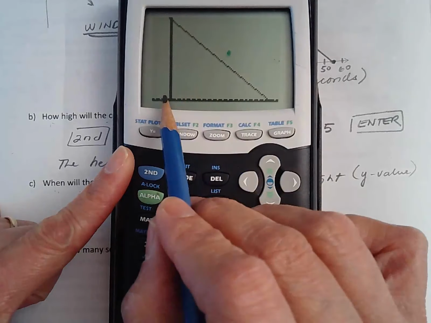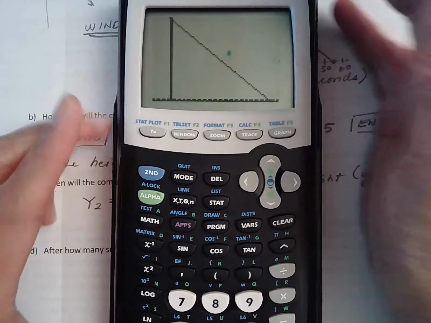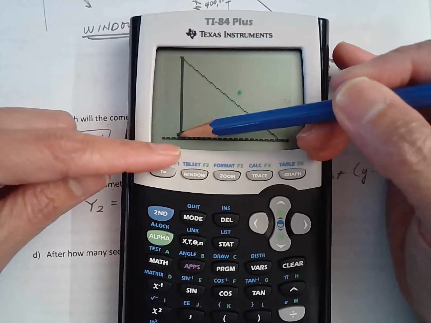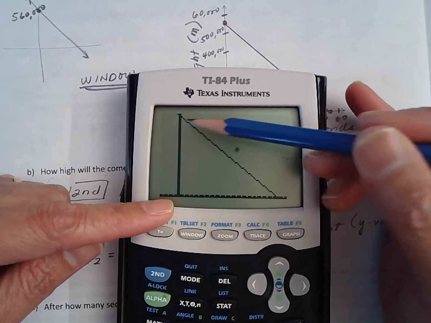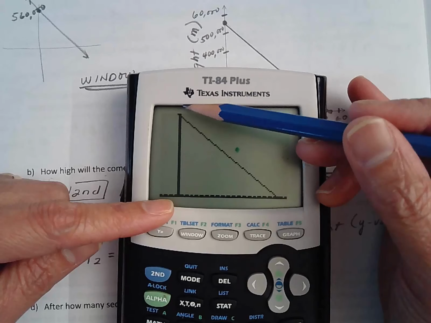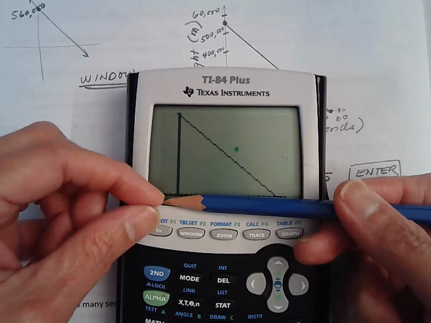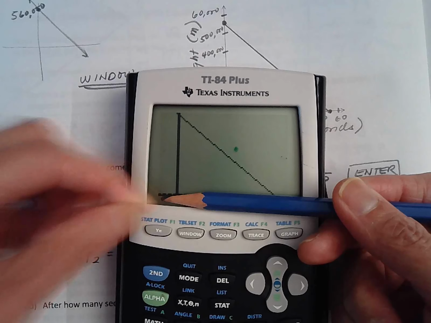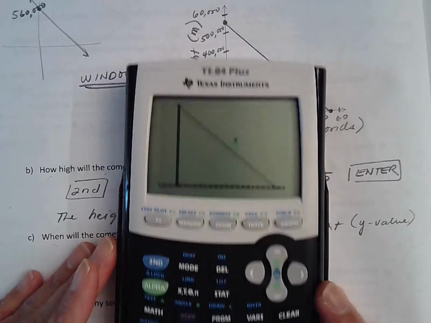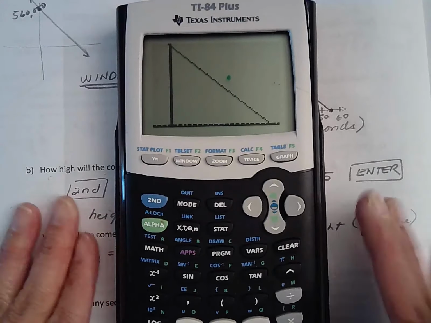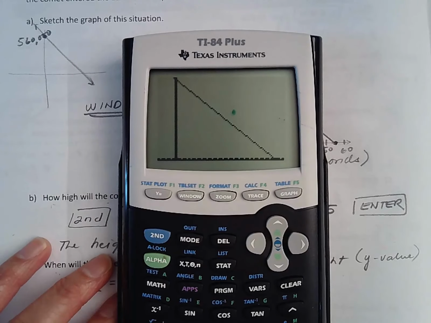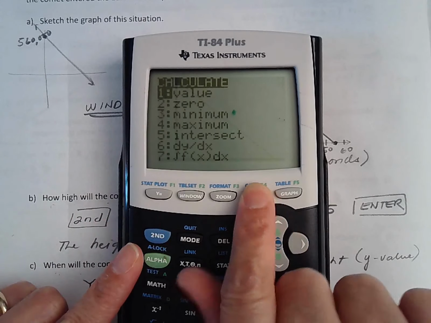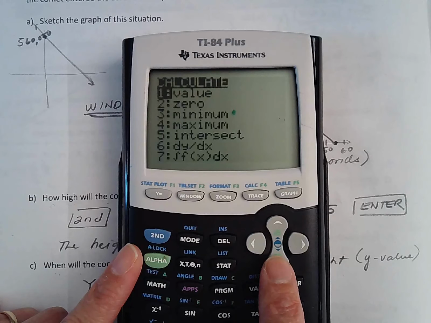It's somewhere close to that one, because remember this part here is going all the way to 560,000. So 100 is super close to this one here. You can barely see it. That's why you can't really see it. Page 28? Yeah, 28. And we're going to go second function trace, and then we're going to intersect.